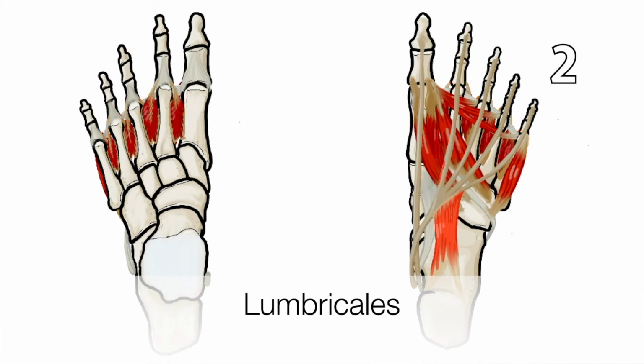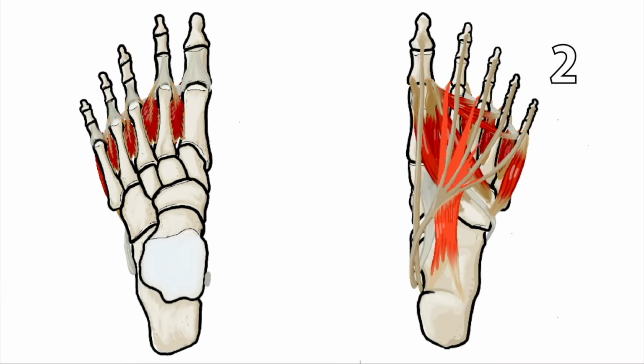The lumbricals arise from the flexor digitorum longus tendons. They travel anteriorly and superiorly and insert into the medial side of the dorsal digital expansion of the lateral 4 toes. We now reach the most superficial layer, layer 1. This layer includes flexor digitorum brevis and the 2 abductors.